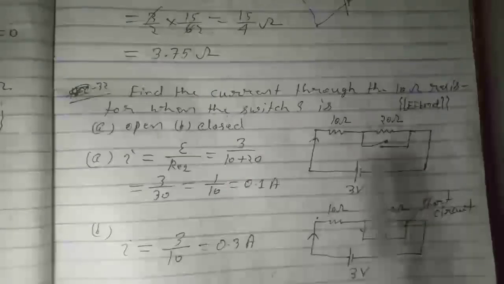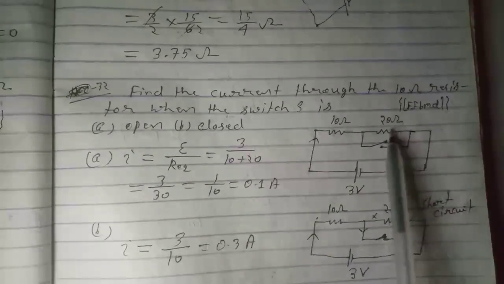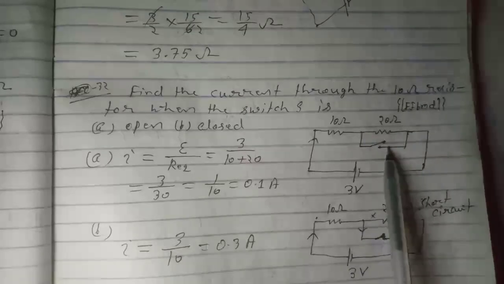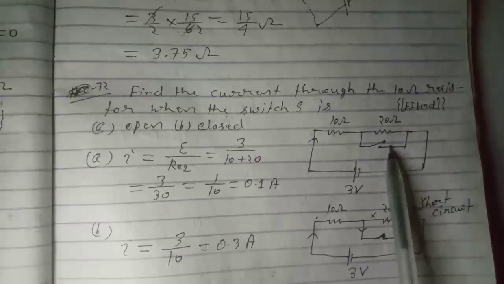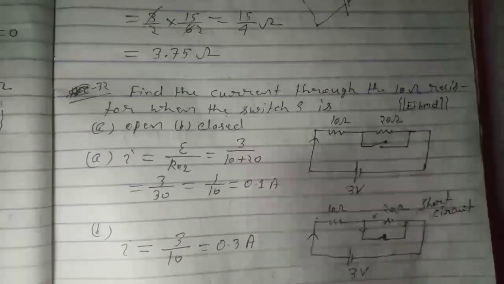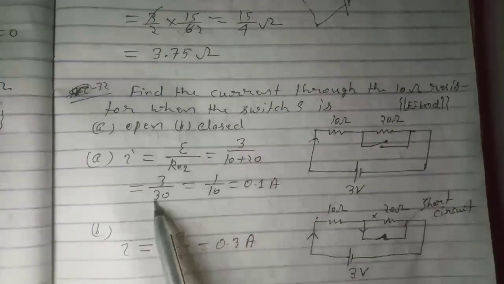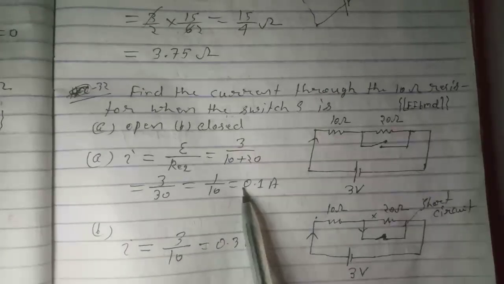Now in case A it is open, so this resistance will not be short circuited. Now these two will be in series, so I will be equal to E by R equivalent, 3 by 10 plus 20, equal to 3 by 30, 1 by 10, equal to 0.1 ampere.